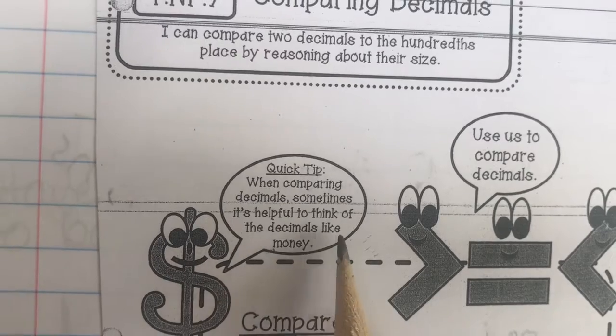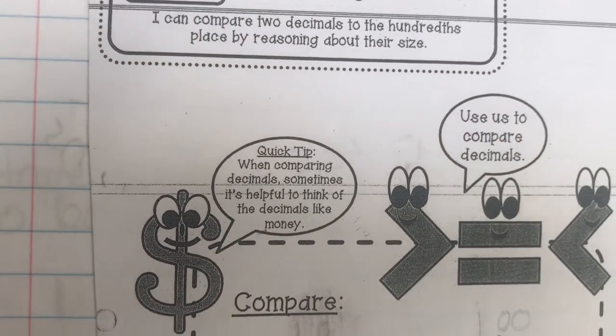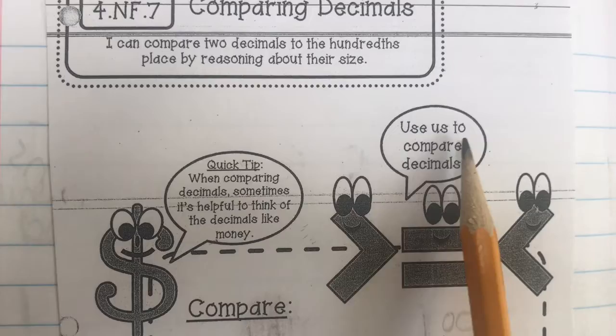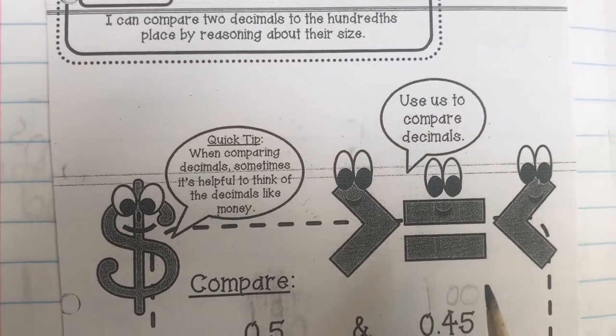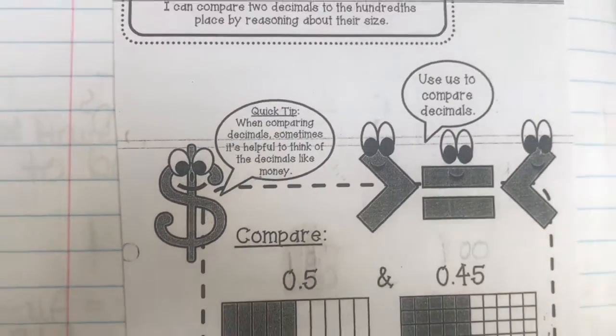sometimes it is helpful to think of the decimals like money. That is a big thing. That's what I will teach you to do. Use it to compare greater than, less than, equal to, also known as the alligator mouth.